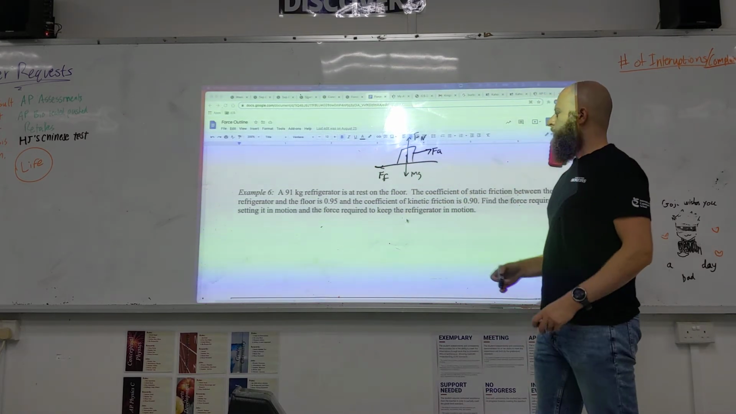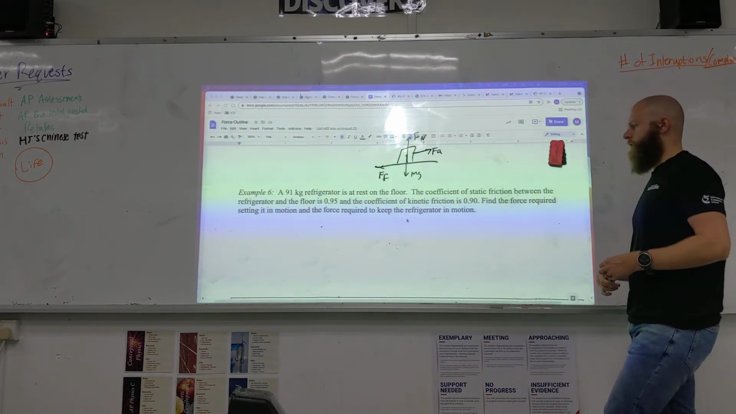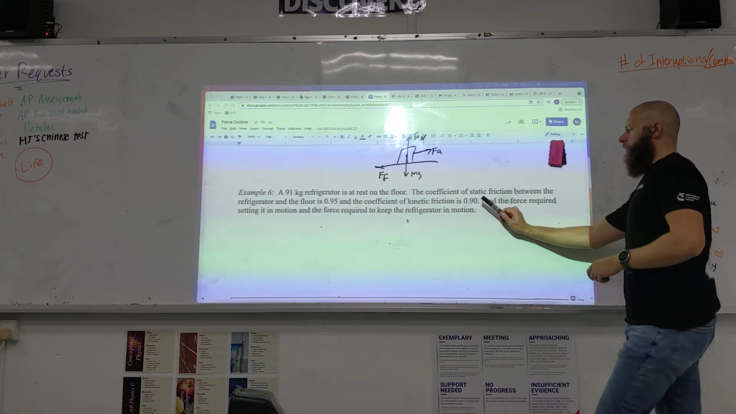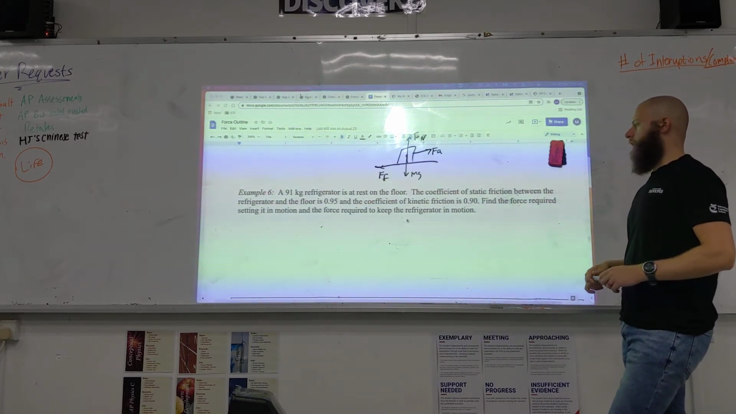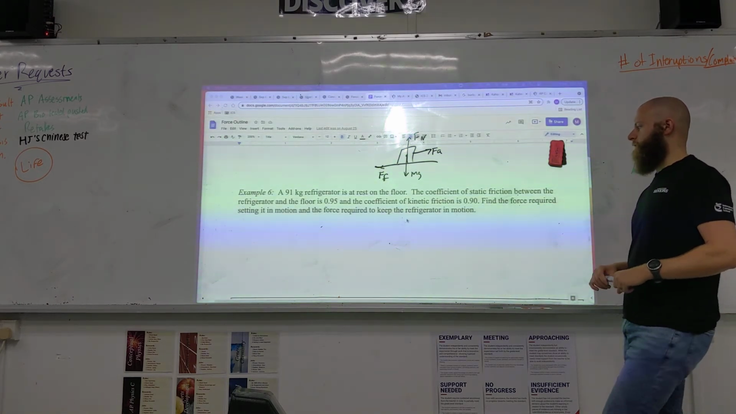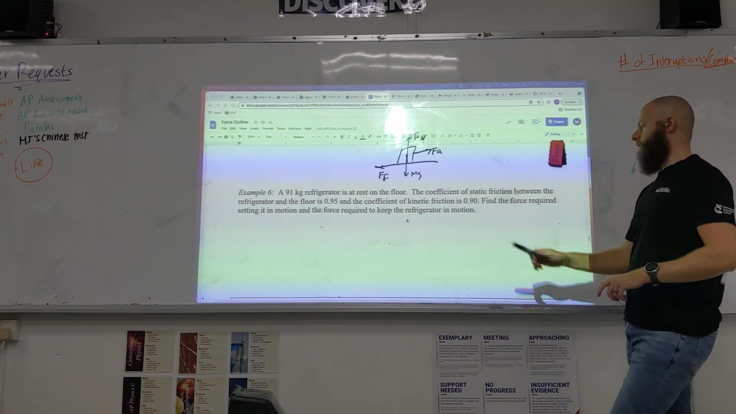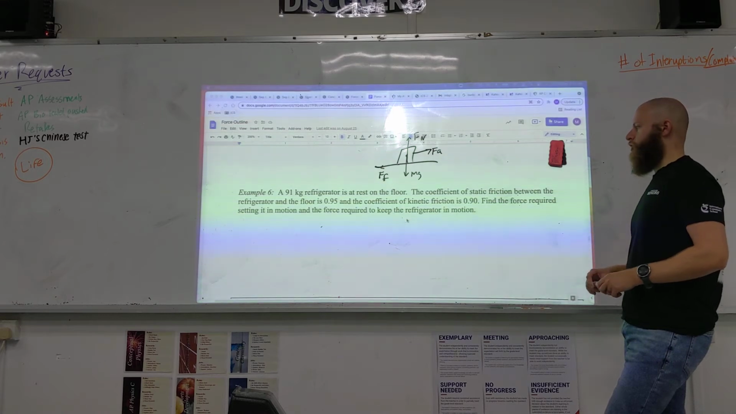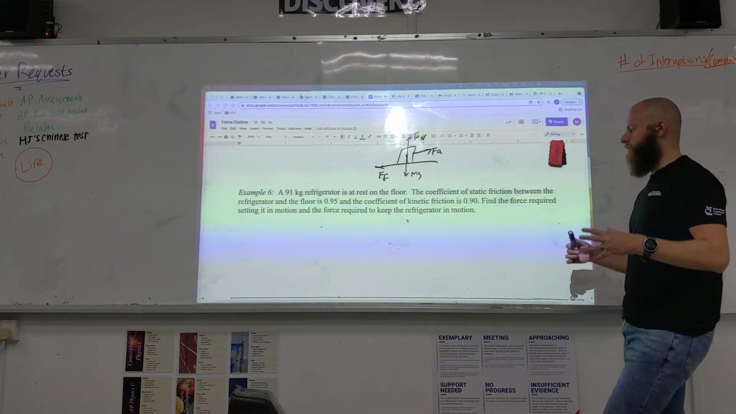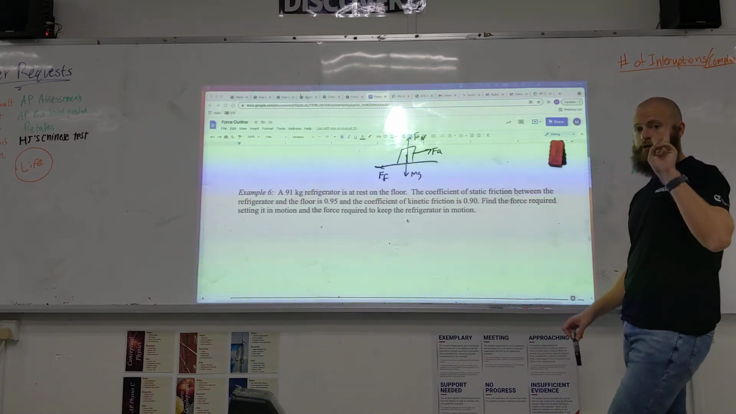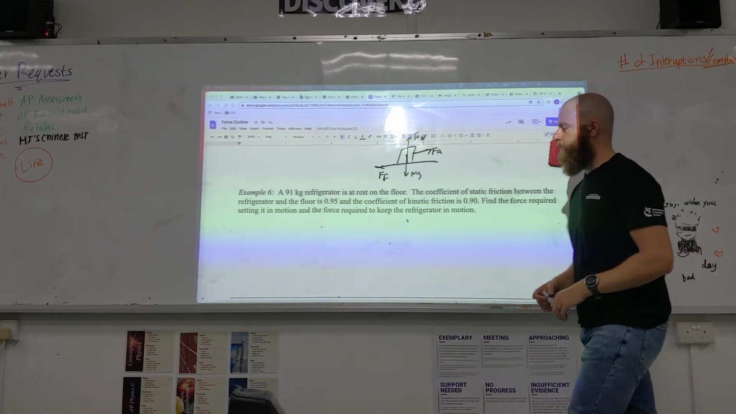Okay. So a 91 kg refrigerator is at rest on the floor. The coefficient of static friction between the refrigerator and the floor is 0.95, and the coefficient of kinetic friction is 0.9. Find the force required to set it into motion and the force required to keep the refrigerator in motion. So we're really actually doing two separate things here. We need to solve for two things.